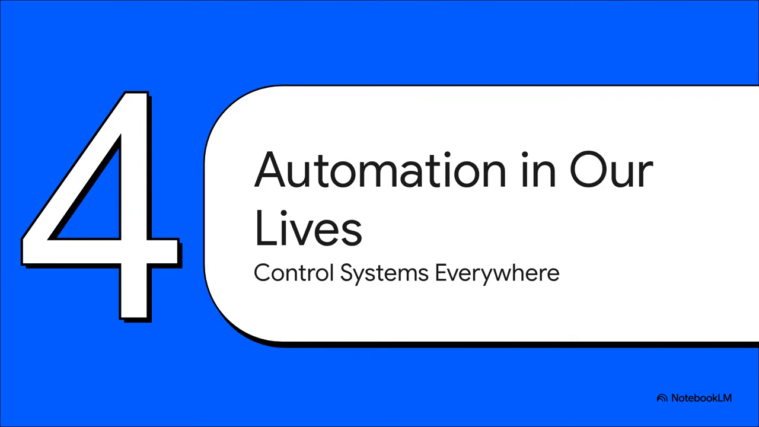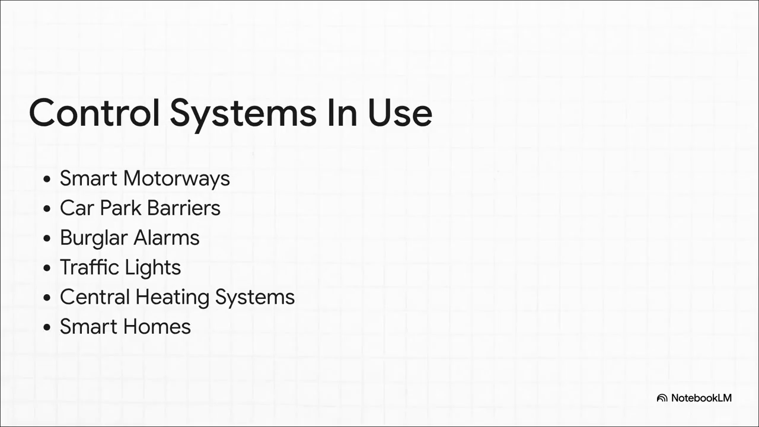So once you understand this idea of a feedback loop, you start seeing it absolutely everywhere. These monitoring and control systems aren't just for high-tech labs or greenhouses. They are deeply, deeply woven into the fabric of our everyday lives. Think about a smart motorway that uses sensors to detect traffic jams and then automatically lowers the speed limit, or a traffic light that uses sensors in the road to sense how many cars are waiting and adjusts its timing. Even a burglar alarm uses motion and pressure sensors to decide when to activate its actuator, which is a really loud siren. They are all running on that same sense, compare, act, feedback loop.